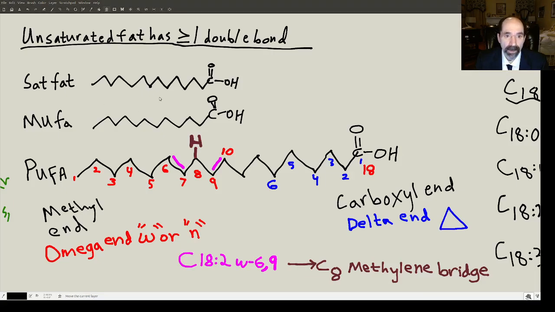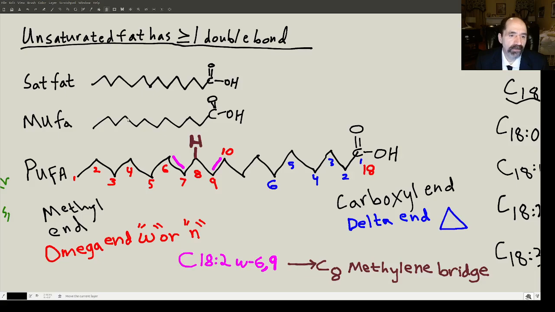Okay, now we're going to talk about unsaturated fats. The difference between a saturated fat and an unsaturated fat is that in a saturated fat, like here, every carbon is just stacked with hydrogens. There's a hydrogen everywhere that there's a free spot. And then the next thing is a MUFA. A MUFA means monounsaturated fatty acid.